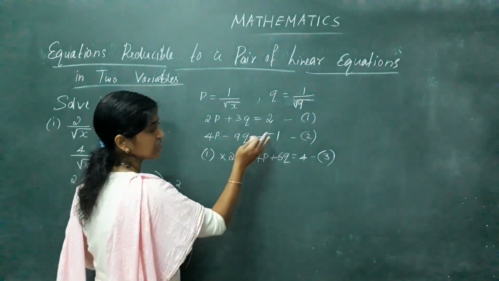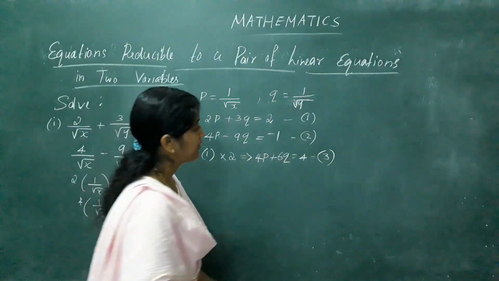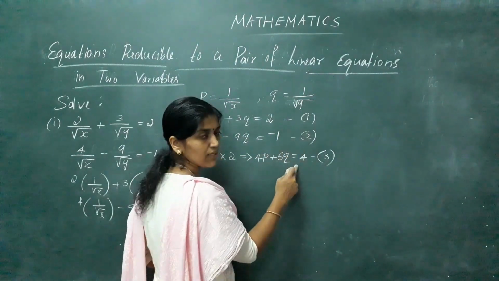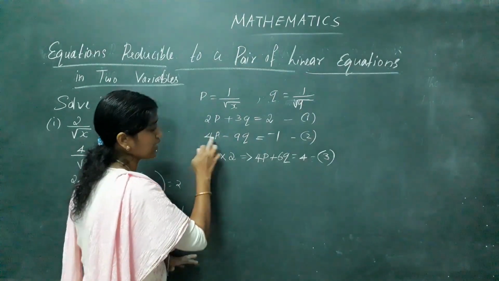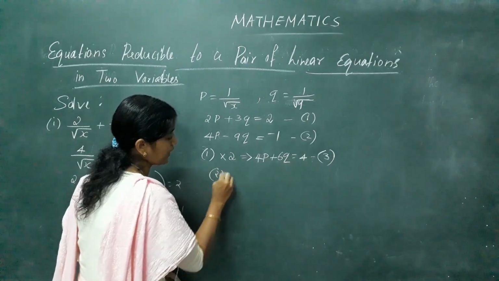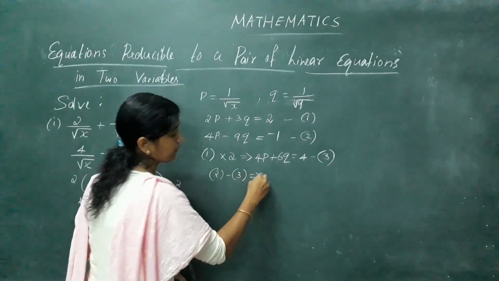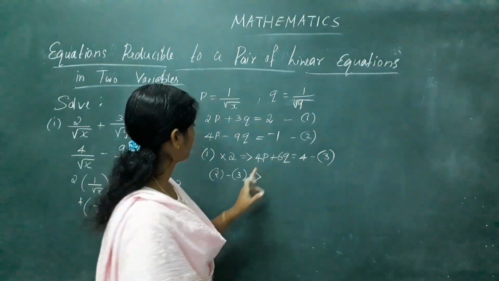Now we are considering equations 2 and 3. We will not consider equation number 1, since we changed it to equation 3. We will consider 2 and 3, and we are going to eliminate p. Both have the same sign, so equation 2 minus equation 3. So 4p minus 4p you will get as 0.